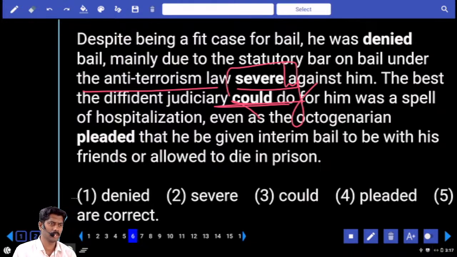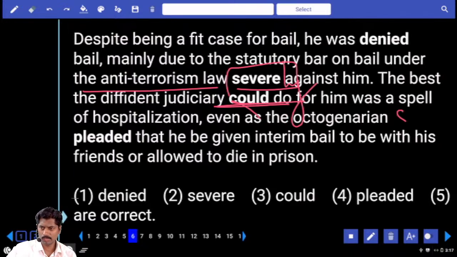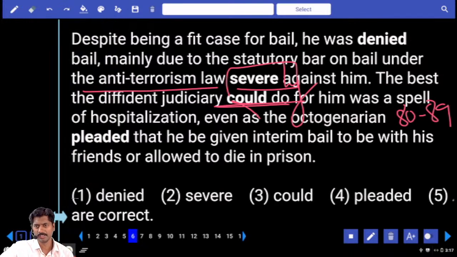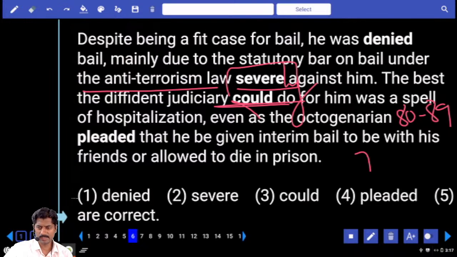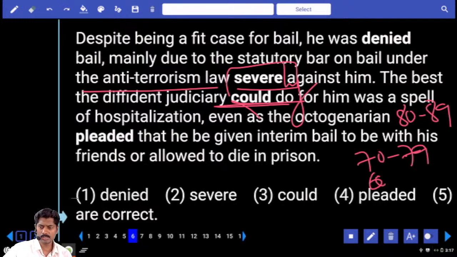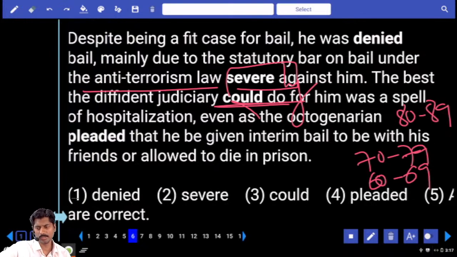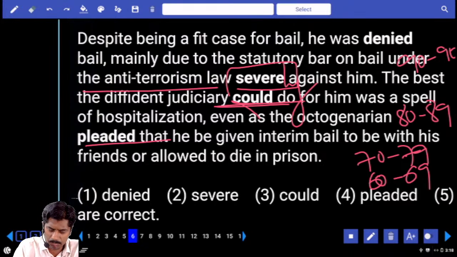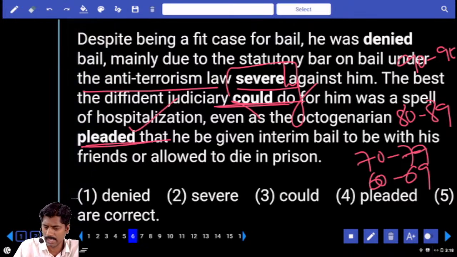The best defence the judiciary could do was the spell of hospitalization even as the octogenarian pleaded. What is an octogenarian? A person at the age of 80 to 89 is an octogenarian. Suppose your grandfather is 84, he is an octogenarian. Whereas 70 to 79 is septuagenarian, 60 to 69 is sexagenarian, and 90 to 99 is nonagenarian. Pleaded means requested. The correct answer is the second one.